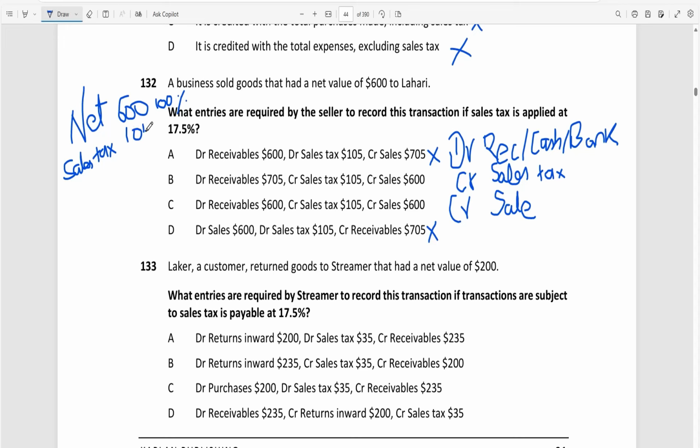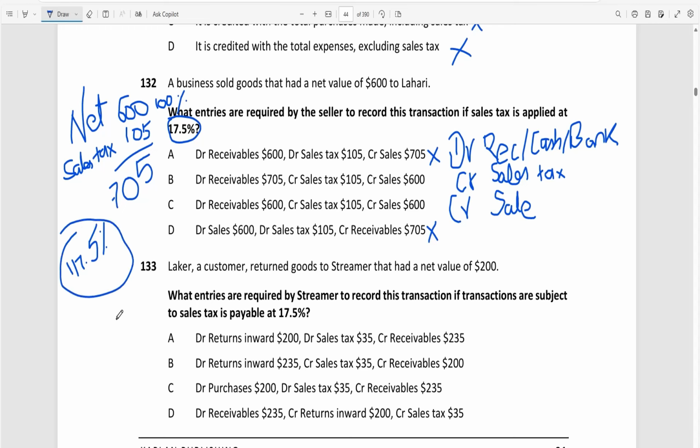Okay, and how has this 105 been calculated? We have simply added 17.5%. So this will give you the total figure of 705, and this 705 is 100 plus 17.5%. So this figure is 117.5%. Right? You can do it this way, or you can simply multiply 600 by 117.5%. You will get the answer directly.